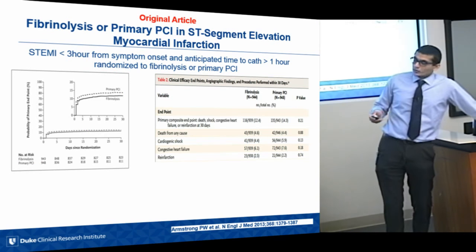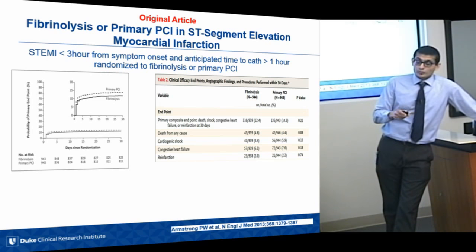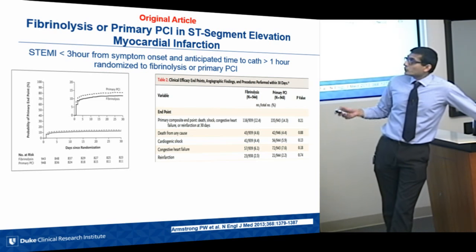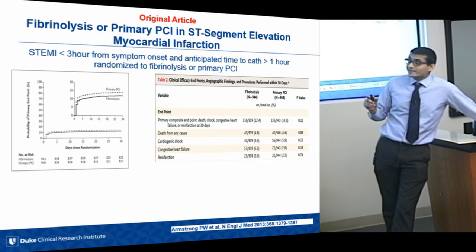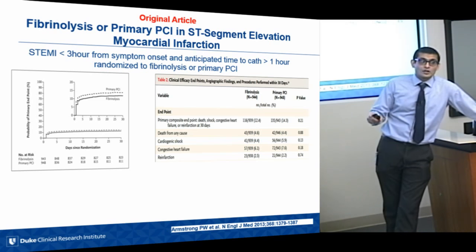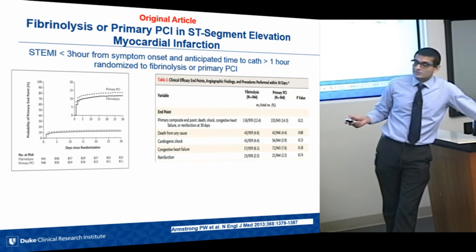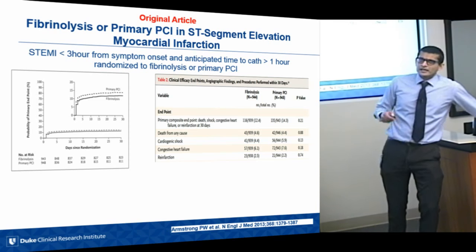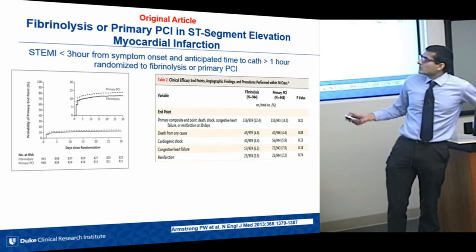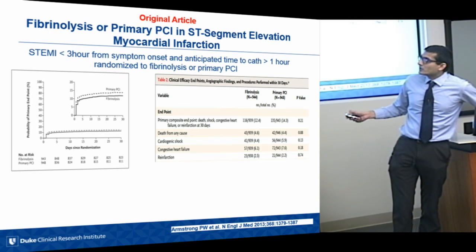Within the STREAM trial, which essentially evaluated that exact population, patients with a STEMI within 3 hours of symptom onset and an anticipated time to cath of more than 1 hour were randomized to lysis or primary PCI. And they found that on their primary endpoint, really no difference, which was a composite of death, shock, heart failure, and reinfarction at 30 days. And really, it's hard to show a mortality difference in patients who are presenting early and treated this quickly.